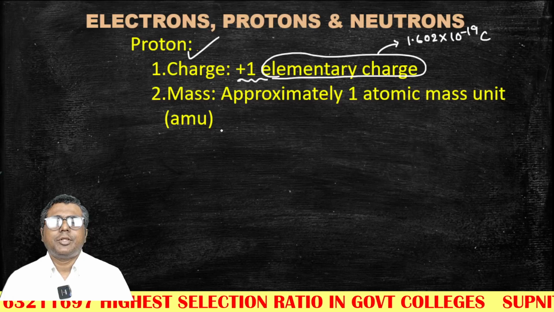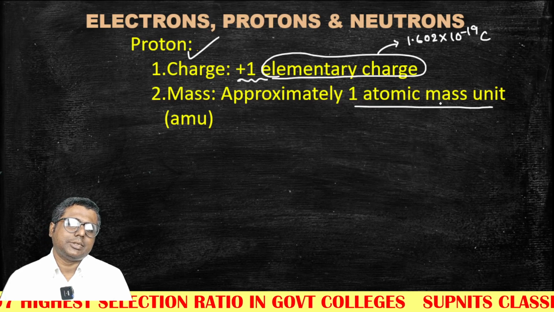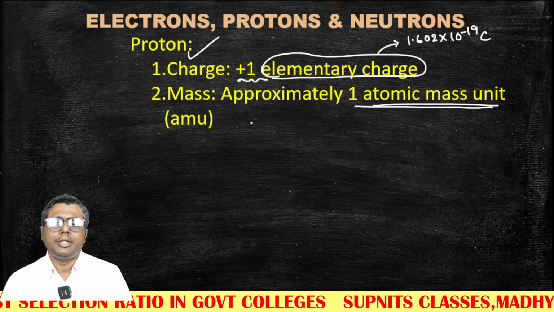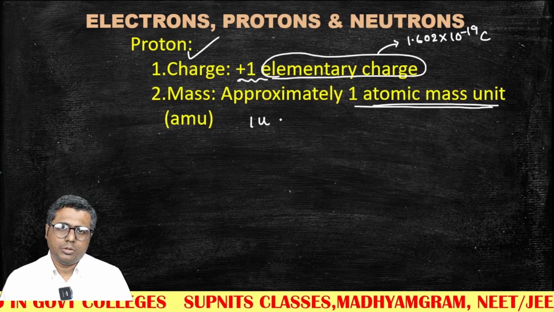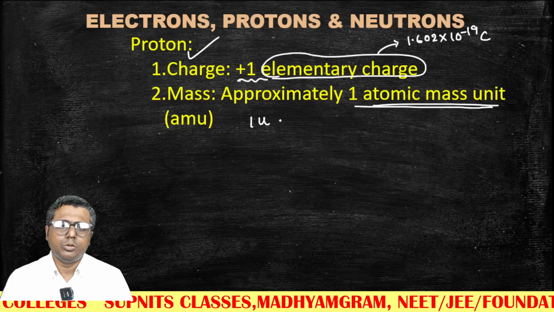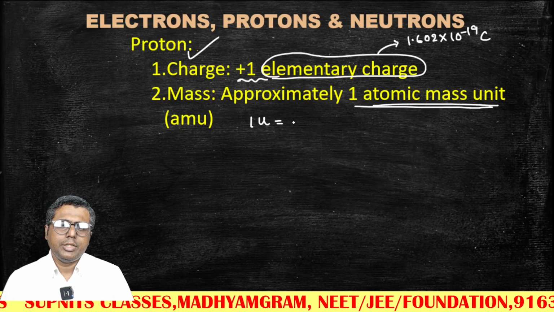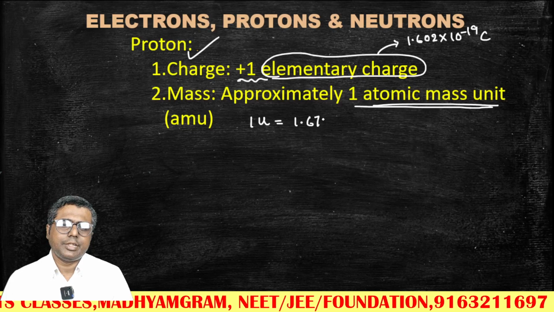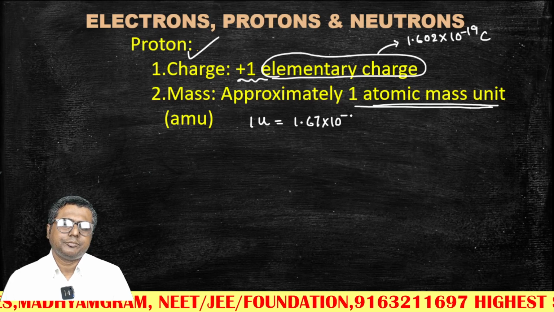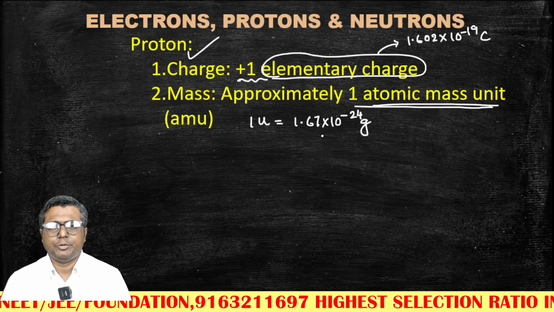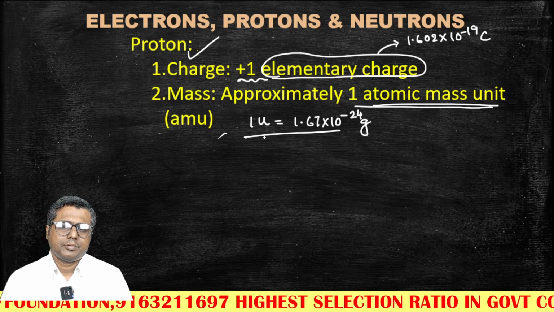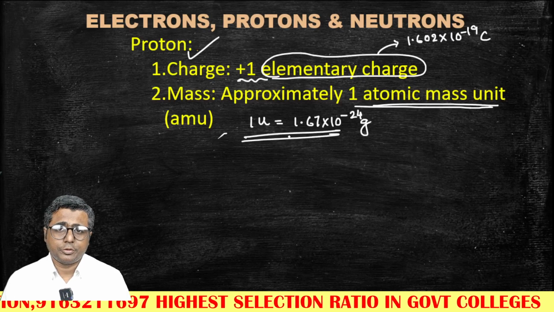And what is its mass? Its mass is one atomic mass unit. What is AMU? Have you remembered AMU or have you forgotten? AMU is also mentioned as 1 U. Nowadays it is written as U, not AMU. So, 1 U is equal to 1.67 into 10 to the power minus 24 gram. This is 1 AMU. So, this is the mass of proton.